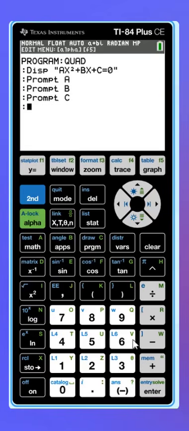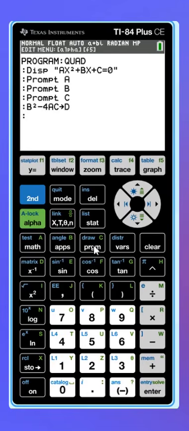Now, with the quadratic formula, the part that goes under the radical is called the discriminant, and it's important because it tells us how many solutions we have. So if the discriminant is negative, we don't have any real solutions. So let's actually build that into our program. So we're going to calculate the discriminant, which is b squared minus 4 times a times c, and I'm going to store this to D for discriminant.